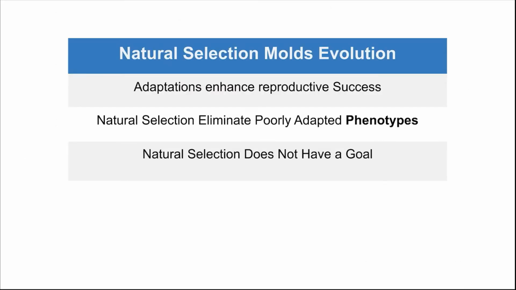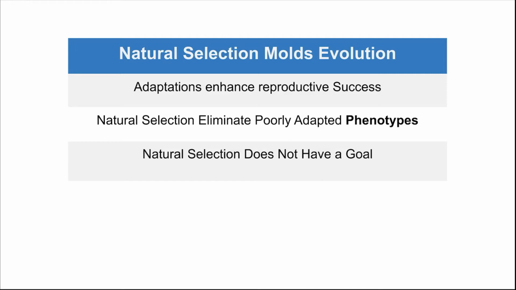Natural selection does not have a goal. While it does select for the best adapted individuals in a population, natural selection itself is not stewarding a path. Evolution does not have an end goal in mind, and so there's no more evolved or less evolved state. We're just constantly presented with populations that are represented by survivors of many, many, many generations.